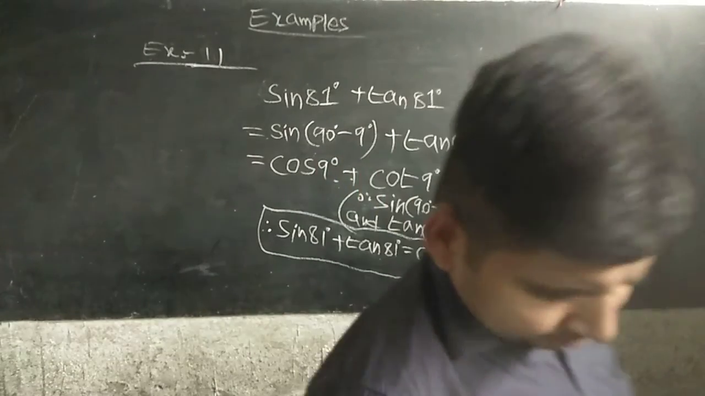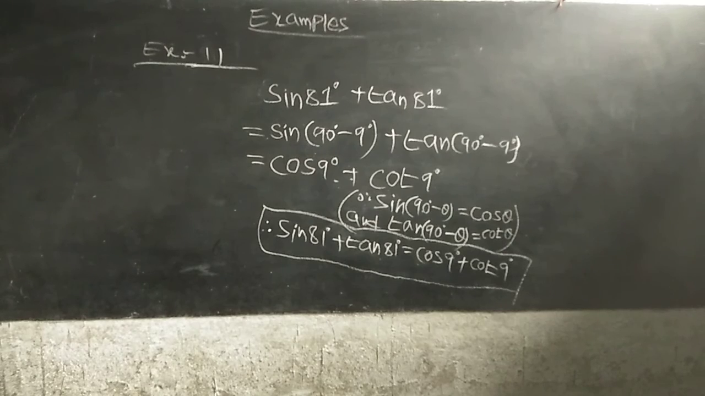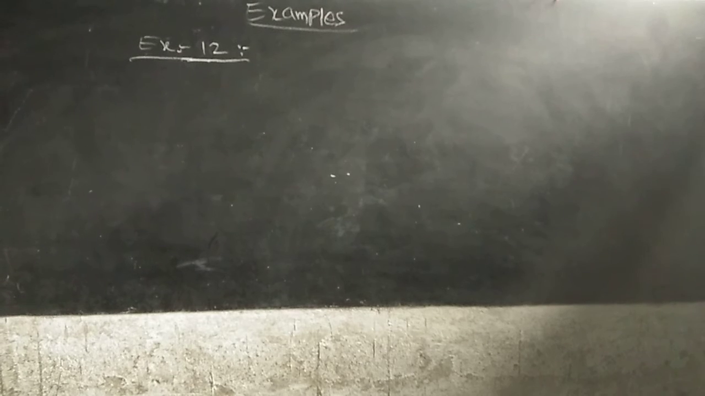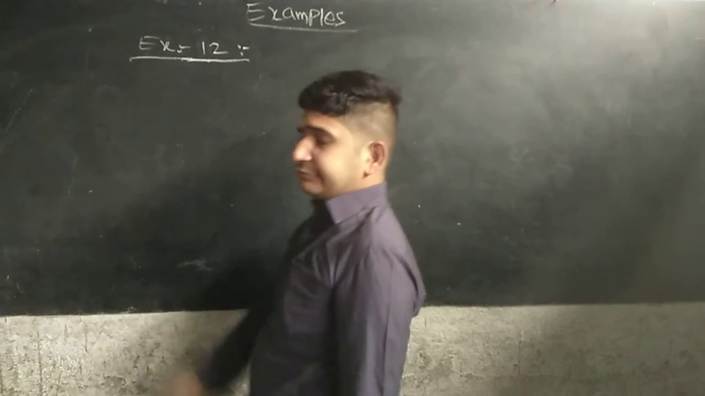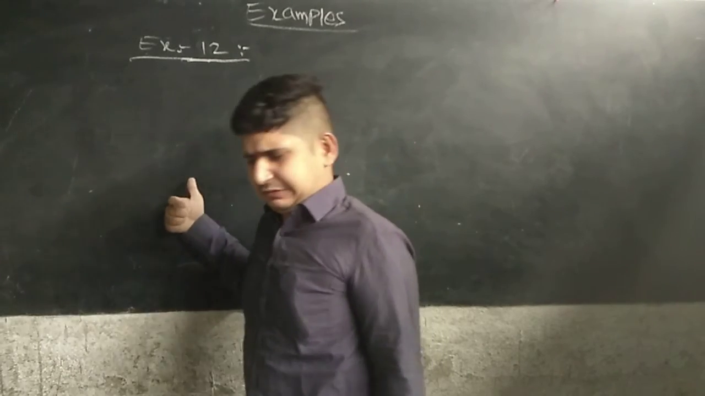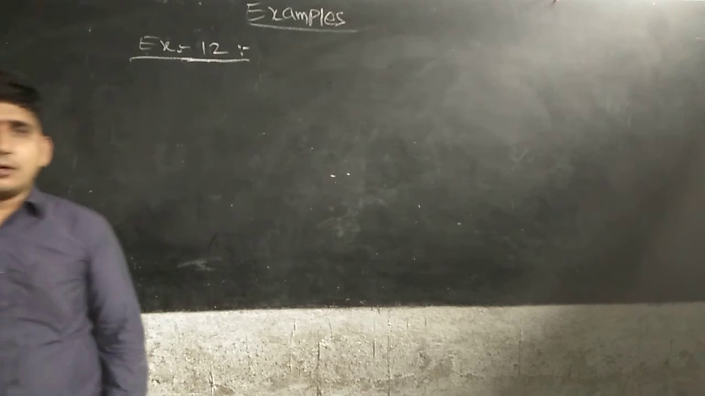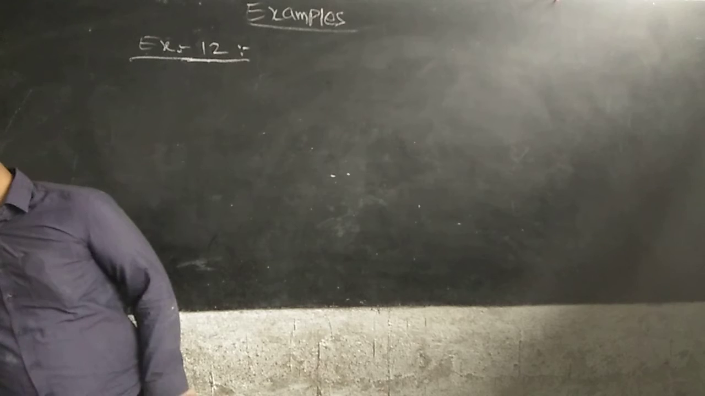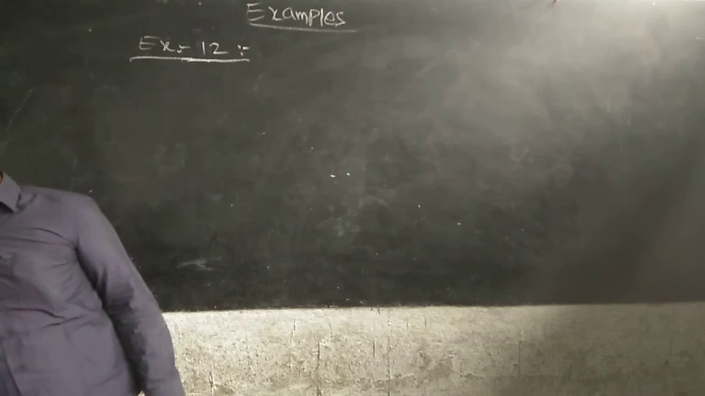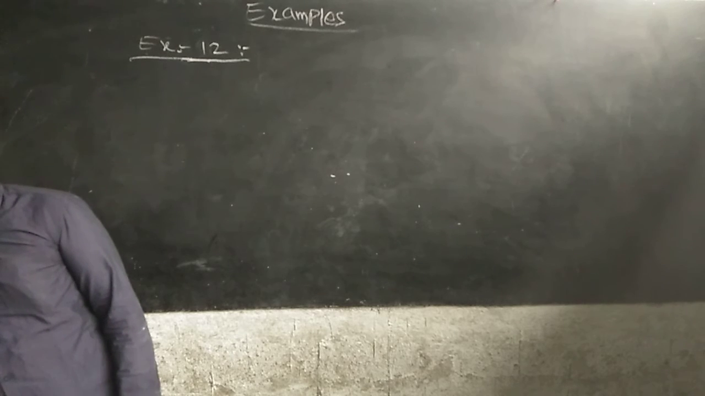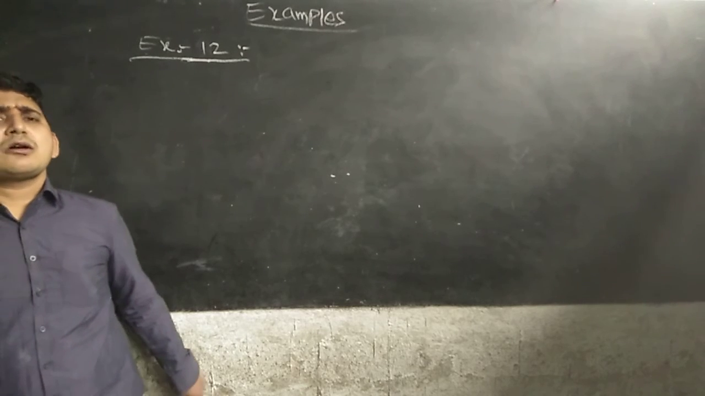Now we are going to discuss example number 12. What is example number 12? If A, B and C are angles of a triangle ABC, then show that sin((B plus C)/2) equals cos(A/2).